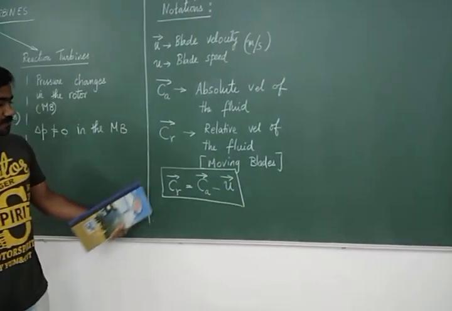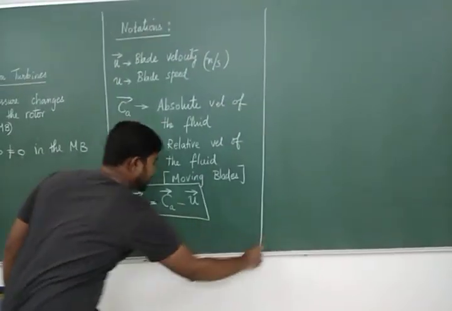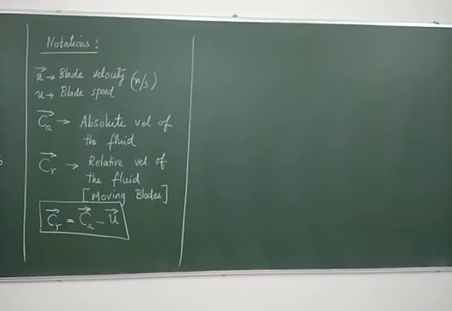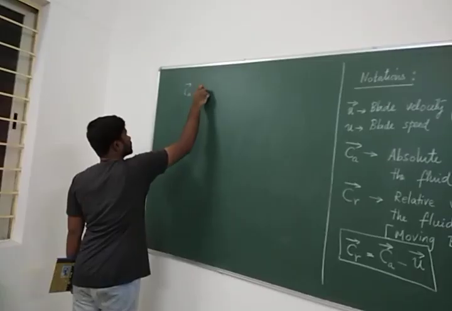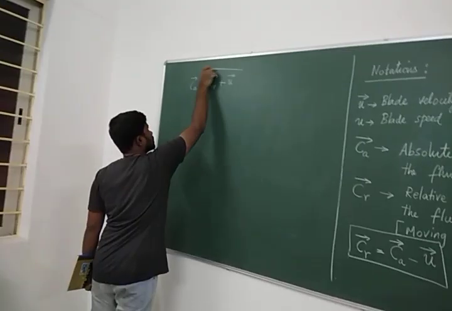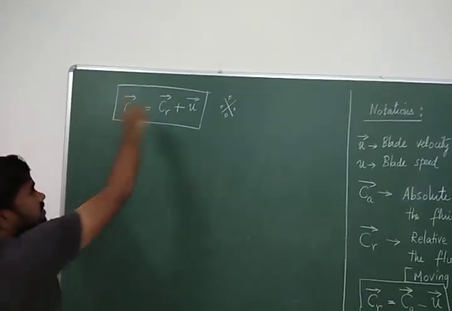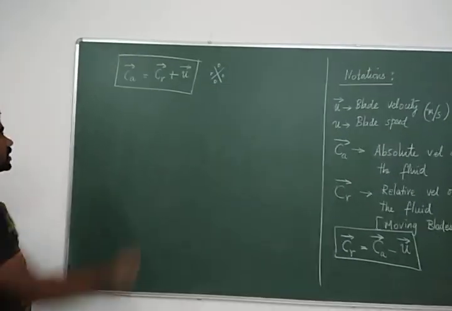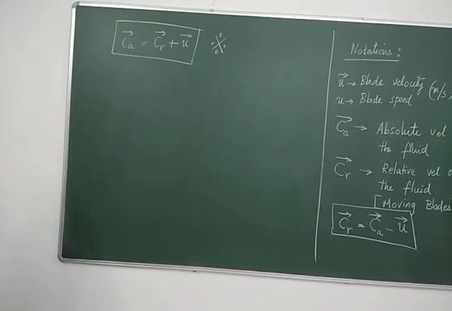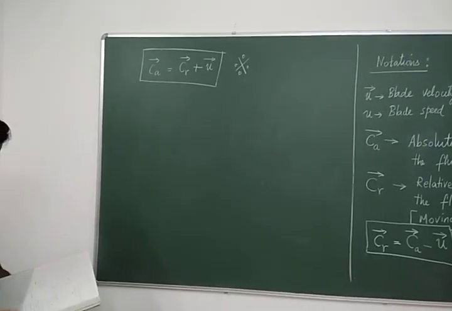In the velocity triangles, you have to see this particular relation. If you rearrange, you will be getting, I will not erase this particular relation. This is very important. If I add the relative velocity and the blade speed, I am going to get the absolute velocity. Is this clear? Now let us see how flow takes place within the turbine.